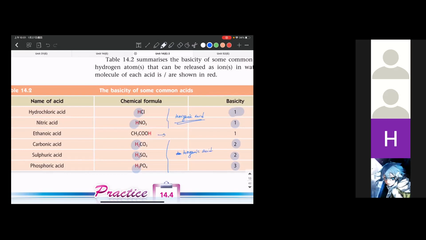But for this, it is a type of organic acid. So you may find that we have got so many hydrogen atoms here, but only one hydrogen is said to be ionized, which is this COOH, that H, but not that CH3. Do you realize the reason why? You should get to know the reason why.